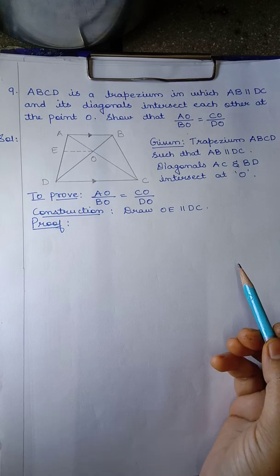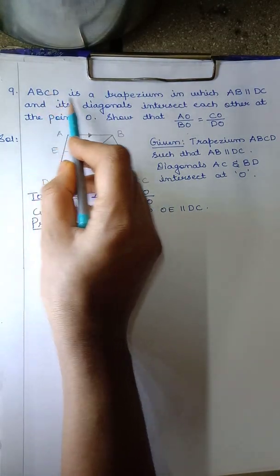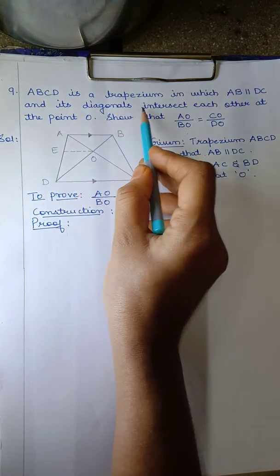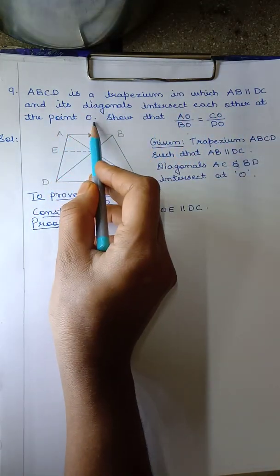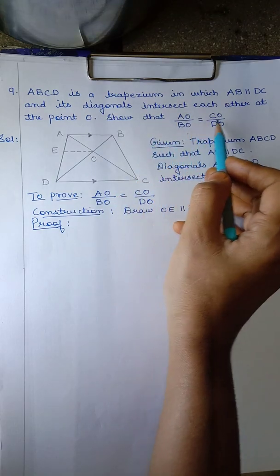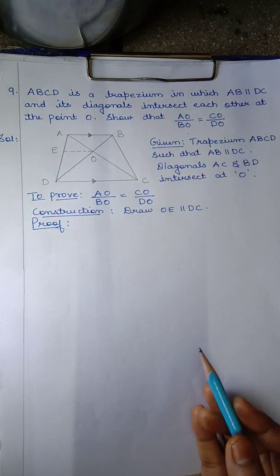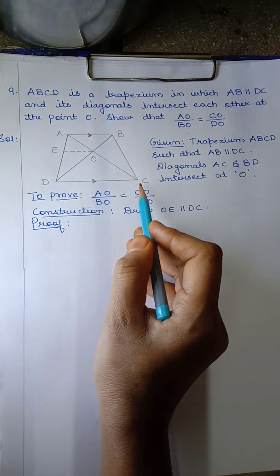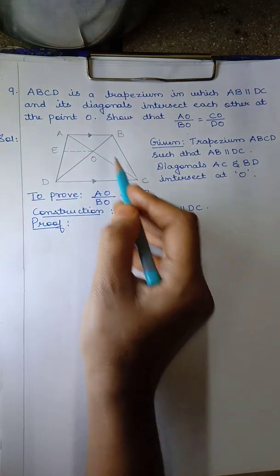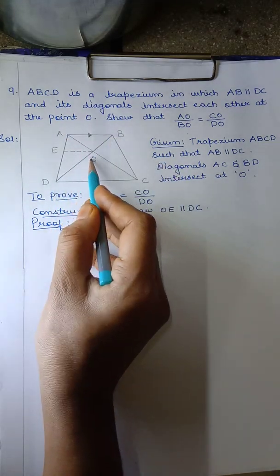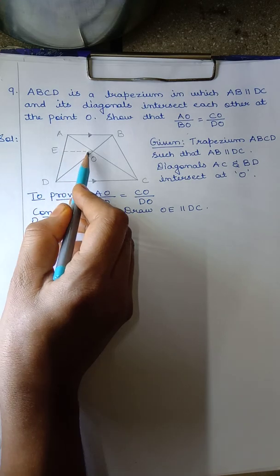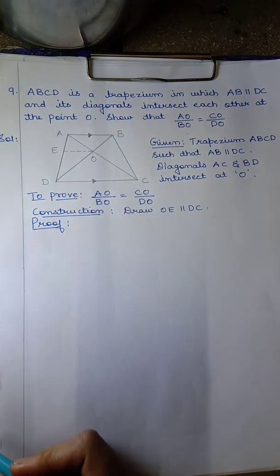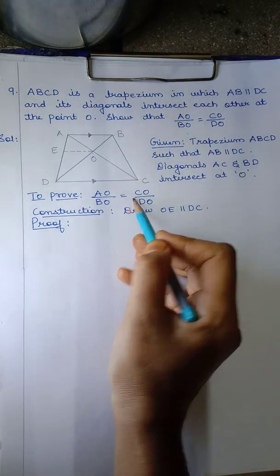Yes, children, now let's see the ninth question. ABCD is a trapezium in which AB is parallel to DC and its diagonals intersect each other at the point O. Show that AO upon BO is equal to CO upon DO. A trapezium ABCD is given in which AB is parallel to CD, and its diagonals AC and BD intersect at the point O. You have to show that AO upon BO is equal to CO upon DO. Okay, so write the given and to prove.